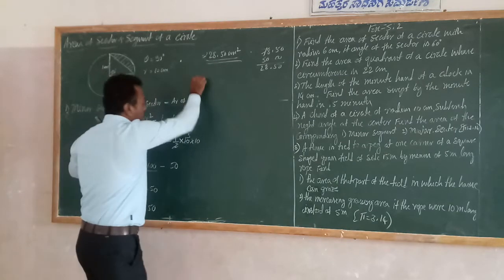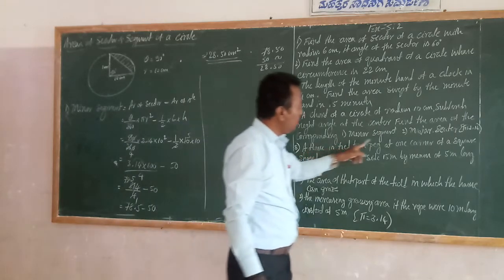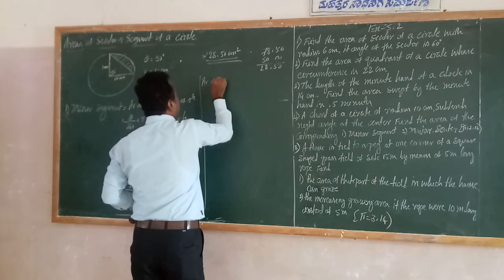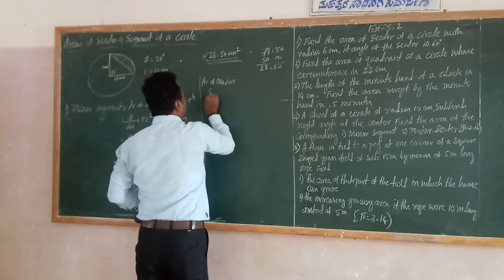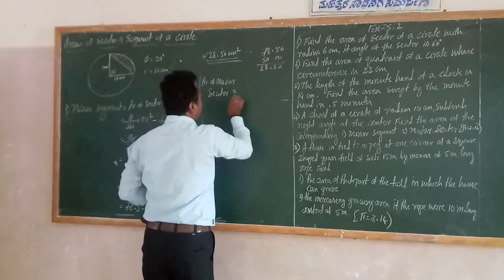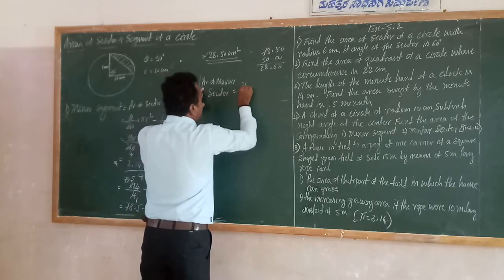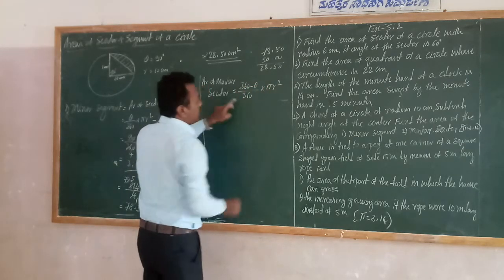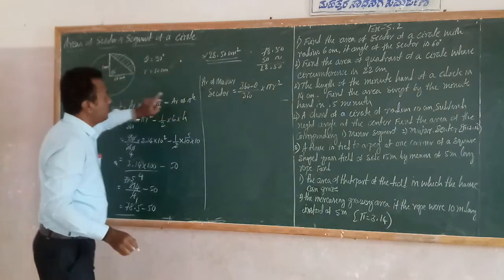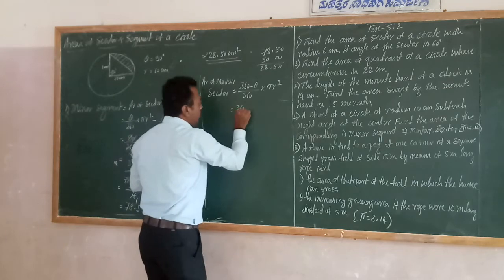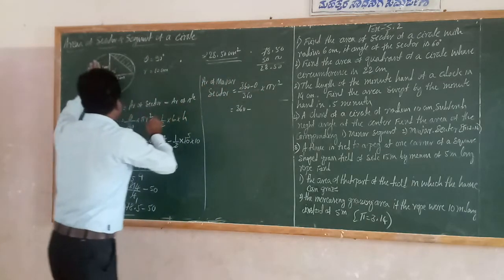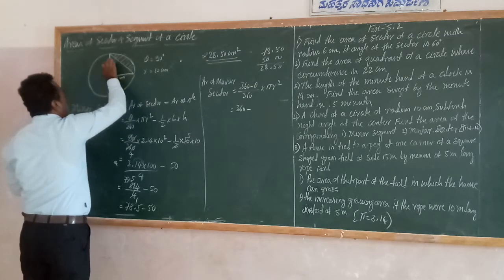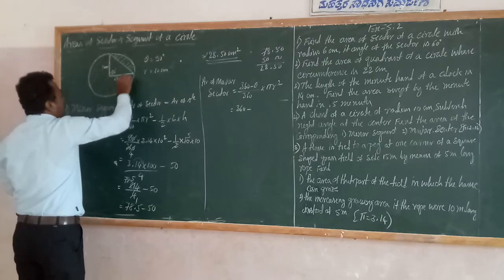Okay. Now we have to calculate the area of major sector. What is the area of major sector? It is 360 minus theta divided by 360 into pi r square. Is it right? This is the area of the major sector. 360 minus theta means 360 minus 90. Major sector means this area, this whole area, not the segment.